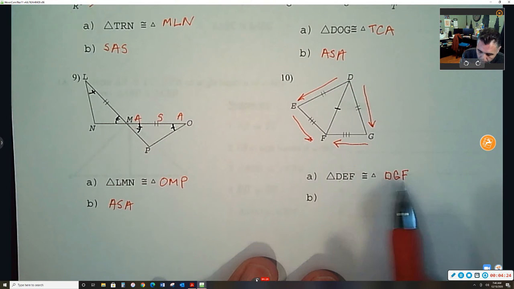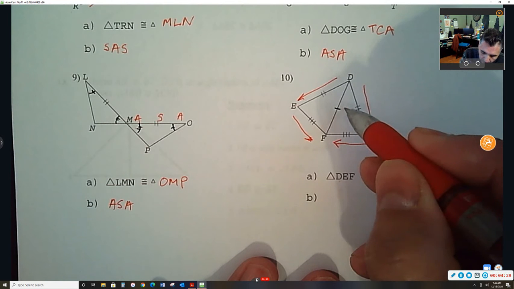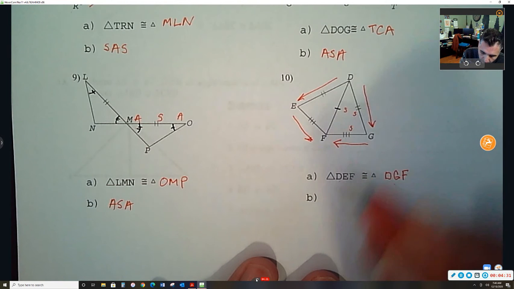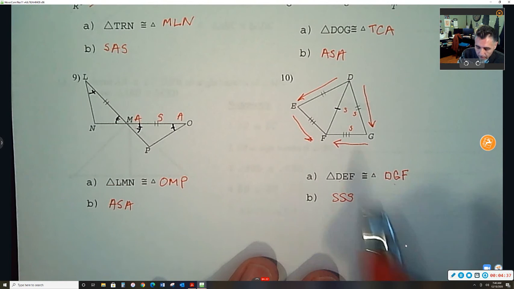So I know that's the congruent statement. And then these are congruent by side, side, side. Side, side, side. And then again, the markings help us find the conjecture down here.